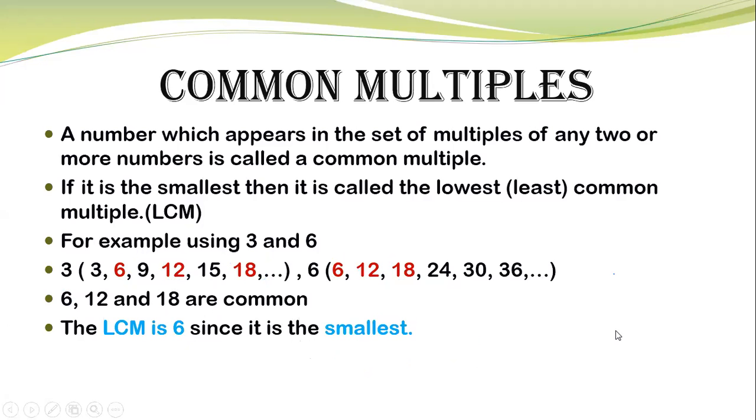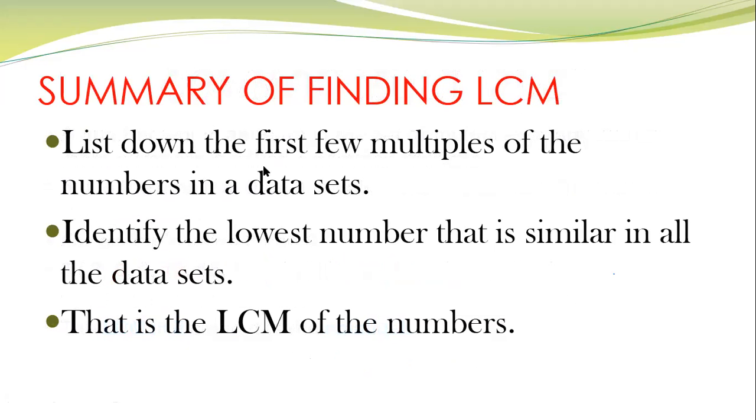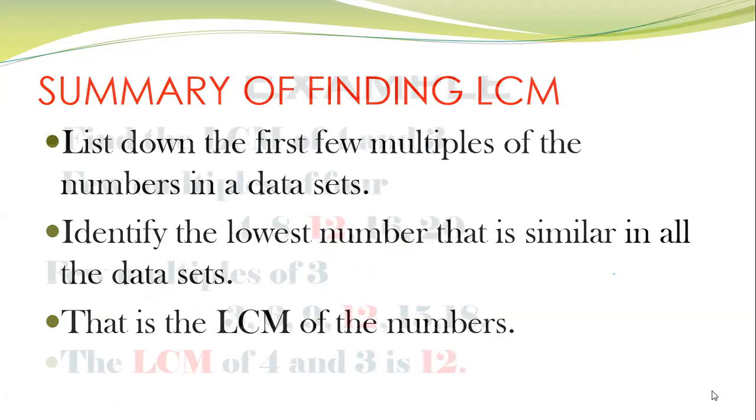If we summarize this, when finding the lowest common multiple, you list down the first few multiples of the numbers. Then you identify the lowest number that is similar in all the data sets. That number which is lowest is always the lowest common multiple, or the LCM, of the numbers. Basically, that's how we find the lowest common multiple.